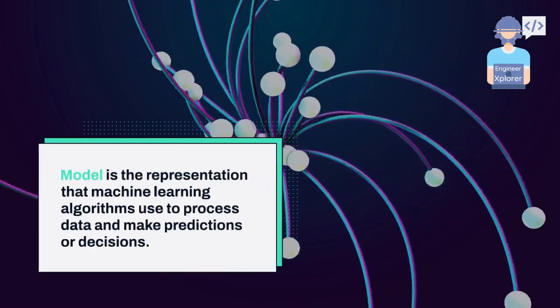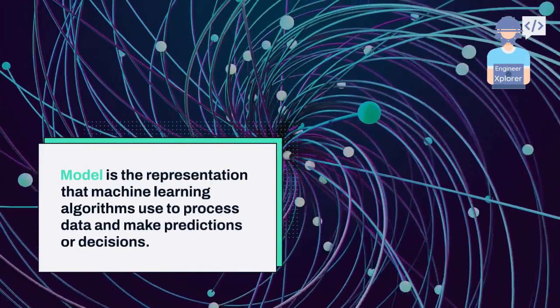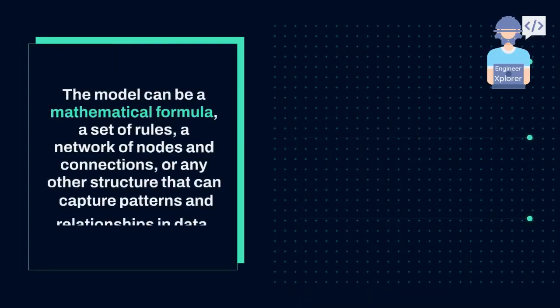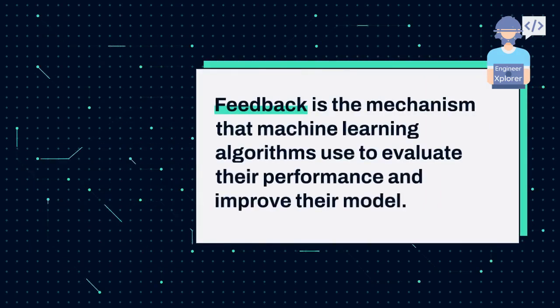Model is the representation that machine learning algorithms use to process data and make predictions or decisions. The model can be a mathematical formula, a set of rules, a network of nodes and connections, or any other structure that can capture patterns and relationships in data. Feedback is the mechanism that machine learning algorithms use to evaluate their performance and improve their model.